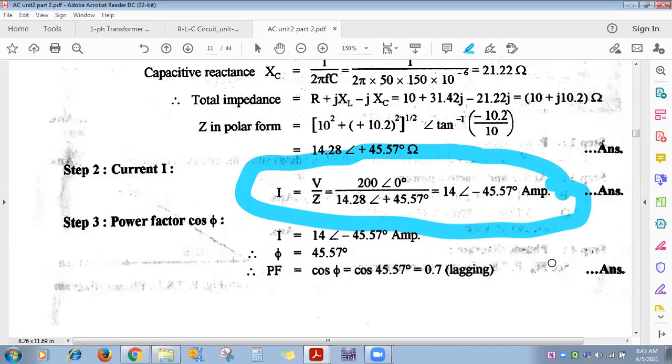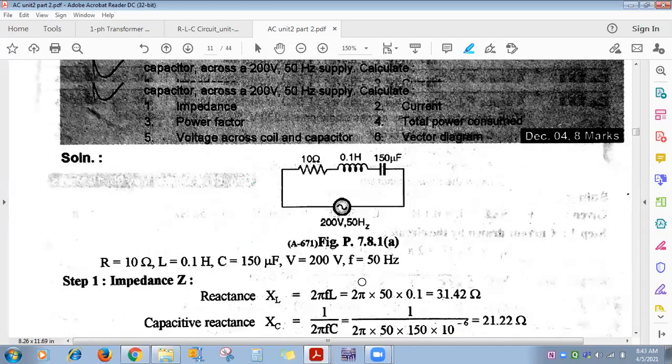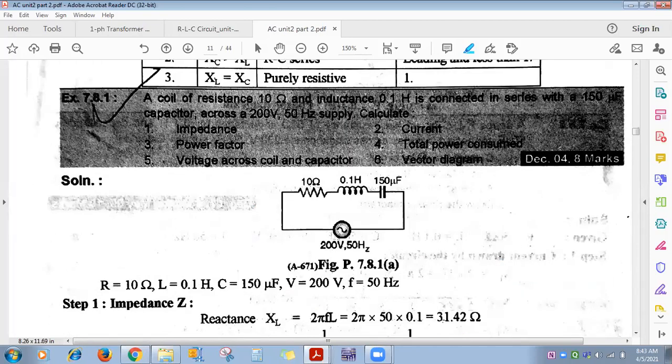Any difficulty? No. Okay, okay. Got it? So current we got, power factor we got, Z we got, what else? Total power consumed. Total power consumed means which one? Active, reactive or apparent?